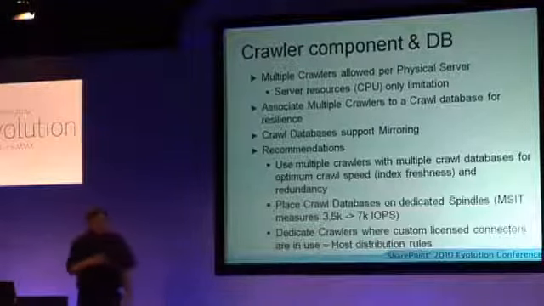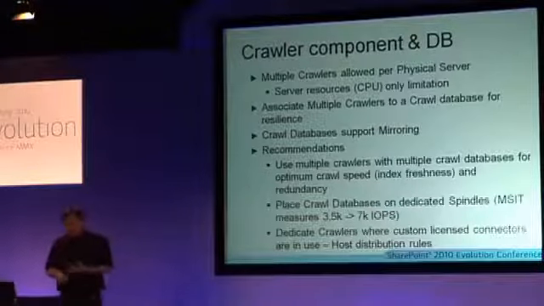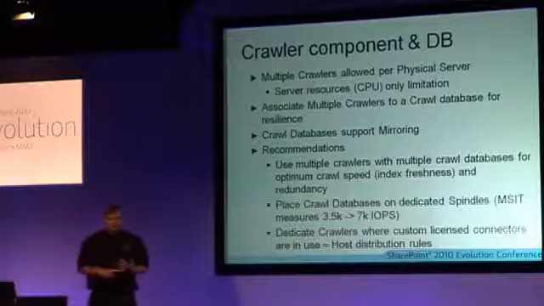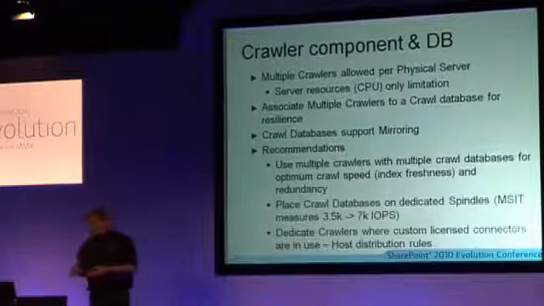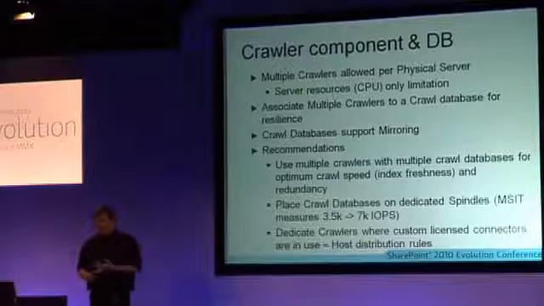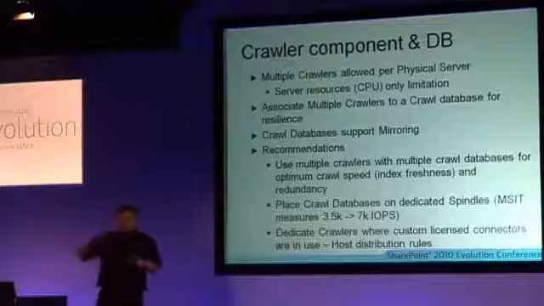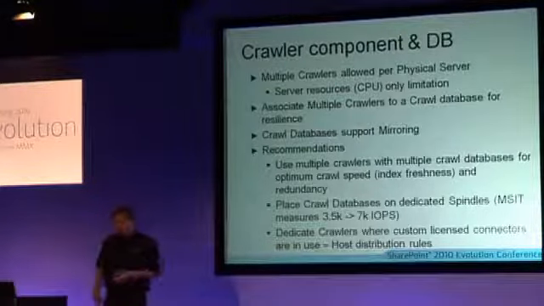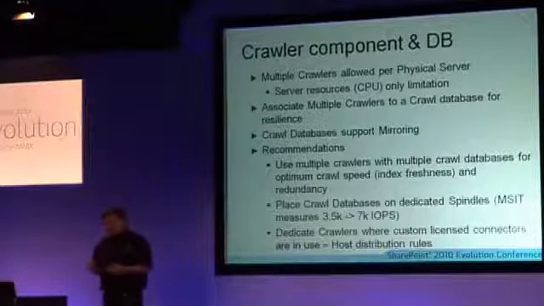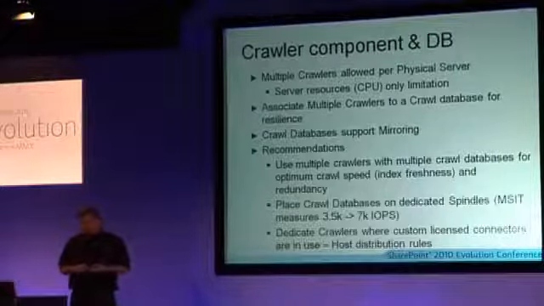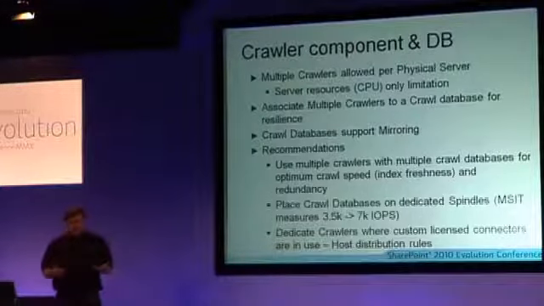From what we have in there, the key things to think about: crawlers allowed per physical server. You can have as many as you like, as long as you can physically run them. That's the key thing. We can associate multiple crawlers to a crawl DB for resilience, as you saw in the diagram, and they support mirroring. So your crawl database is mirror aware. You can mirror it with SQL, and it'll just fail over if required. A few recommendations in here. We're talking about optimizing the speed, so index freshness, which we've talked about very briefly. The more you have, the faster things go.